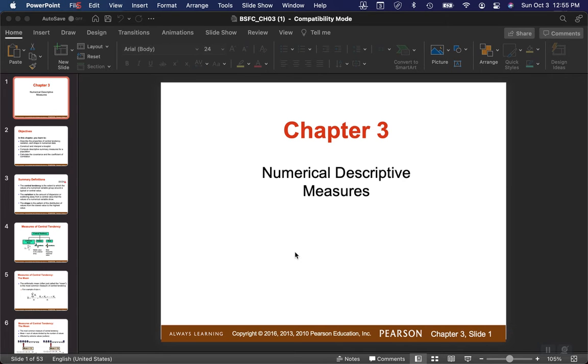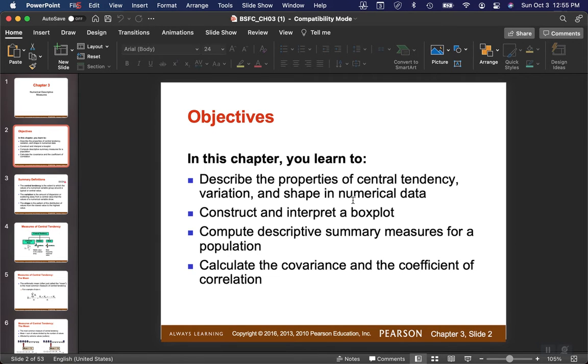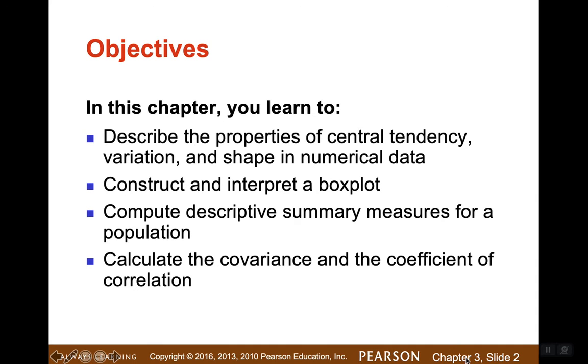Okay, so in this recording, we're going to be talking about Chapter 3 and some of the numerical descriptive measures that we're going to be working with. Some of what we'll talk about is something we call central tendency. One of the things we're going to see in this chapter is a fair number of terms, and we'll make note of them and walk through it, all right?